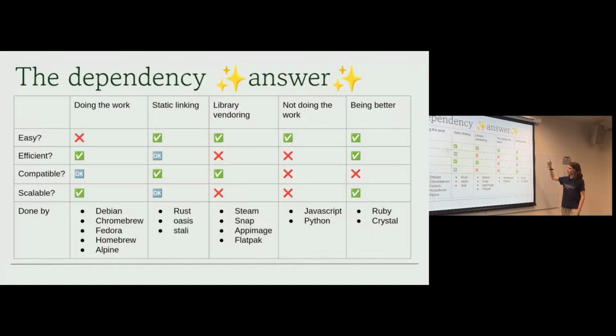However, we've got one very nice option here. Being better. That should be a check. Oops. Being better. Is it easy? Yes. Is it efficient? Yes. Is it compatible? Yes. Is it scalable? Yes. Who does it? Ruby and probably Crystal. When you install a Ruby package or you use a Ruby bundle, every dependency is installed system-wide. And the bundle just takes those copies system-wide. Imagine if you had a virtual environment without the virtual environment and your packages just worked because your language is better. Wouldn't that be neat?